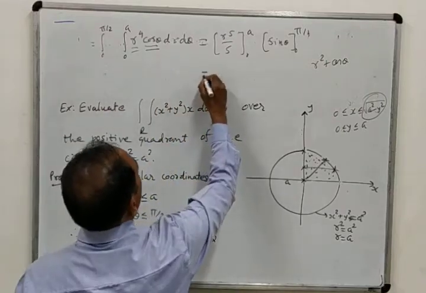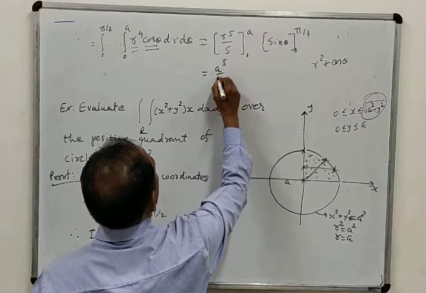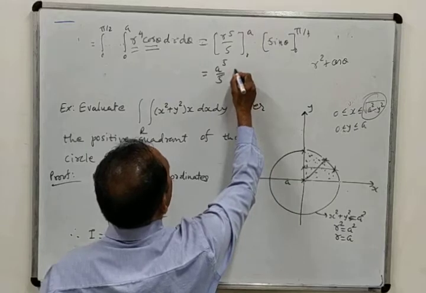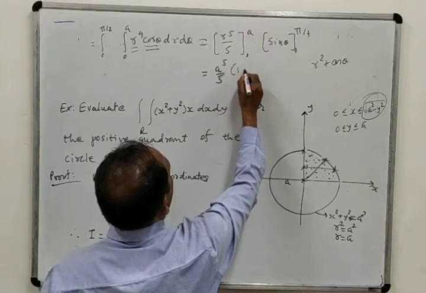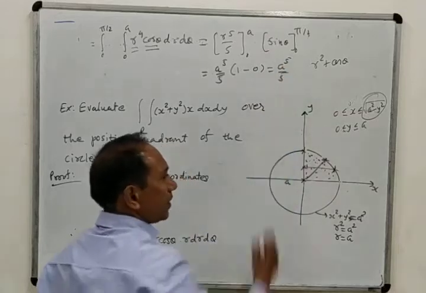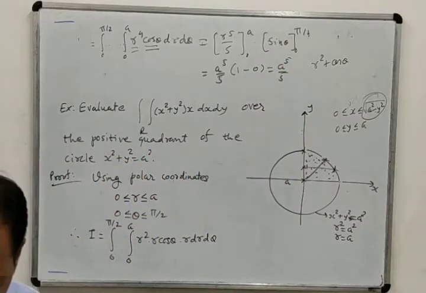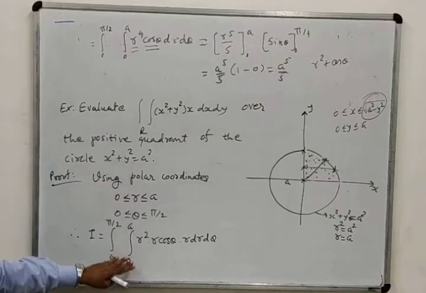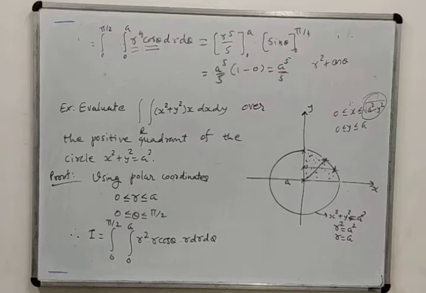So here, if we put the value a raised to 5 by 5, and 0 when we put, it will become 0. Here sin pi by 2 is 1 and sin 0 is 0. So the answer is a raised to 5 by 5. Okay, so you must have observed that when we convert the problem into polar form, it becomes very, very easy.